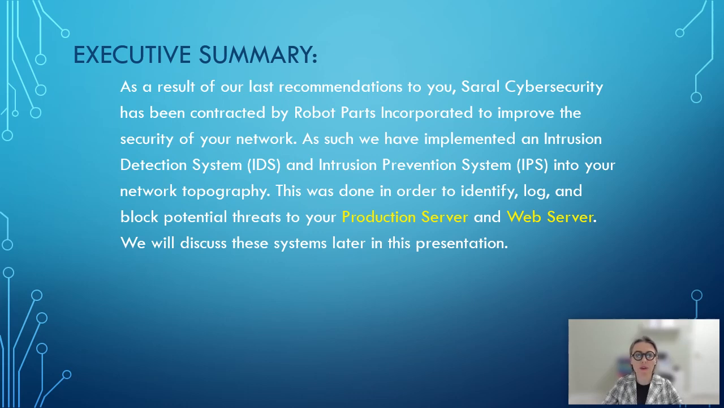As a result of our previous recommendations to Robot Parsing Incorporated system security, we have updated the router firewall to the latest version of pfSense and have also installed and configured an intrusion detection system and intrusion prevention system called Snort. These two systems combined will help protect your production server and web server from potential threats, as well as help monitor the whole network.